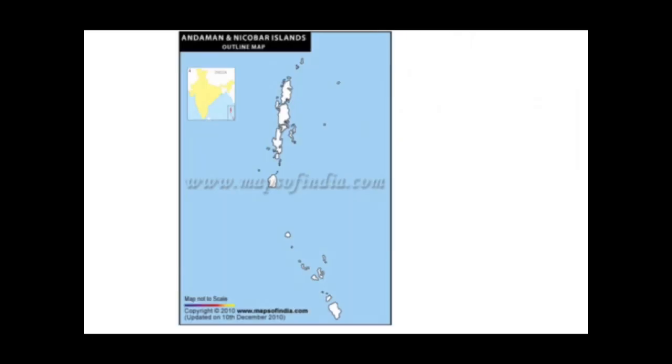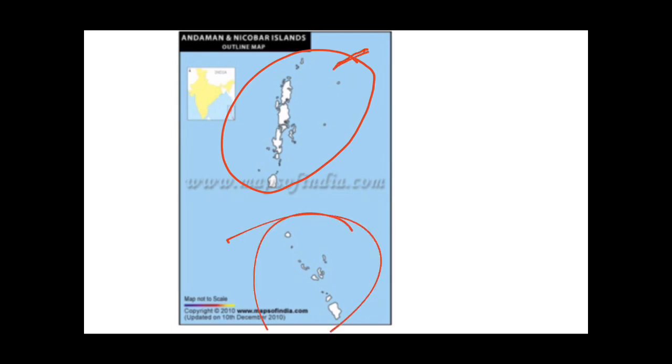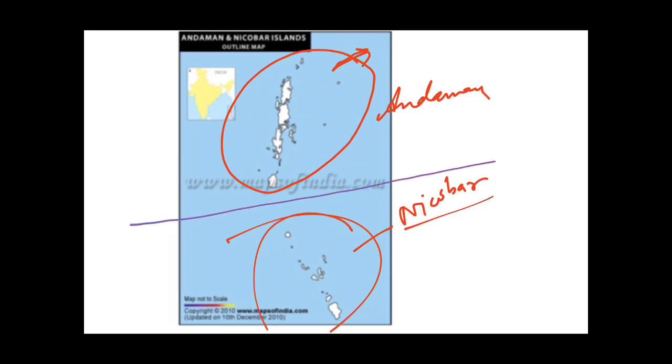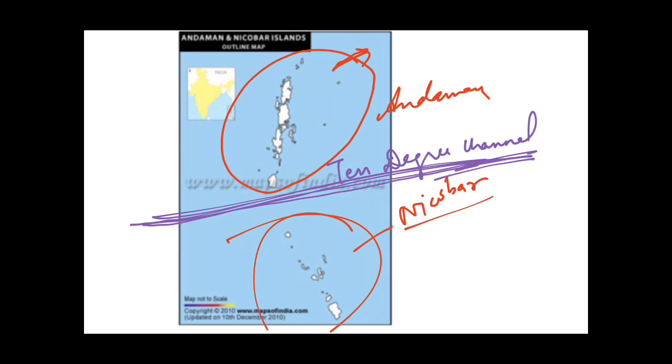Okay, first of all, see this map. This is the map of the Andaman and Nicobar Islands. As you can see, the islands are divided into two parts, that means the northern part and the southern part. The northern part is known as the Andaman Islands and the southern part is known as the Nicobar Islands. And one more important thing you must know is that the Andaman and Nicobar Islands are separated by a channel, and the name of the channel is the 10-degree channel.